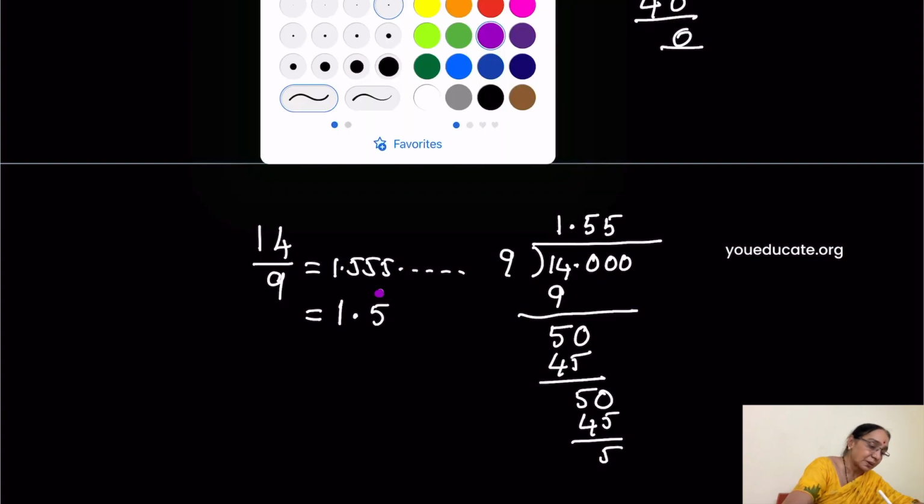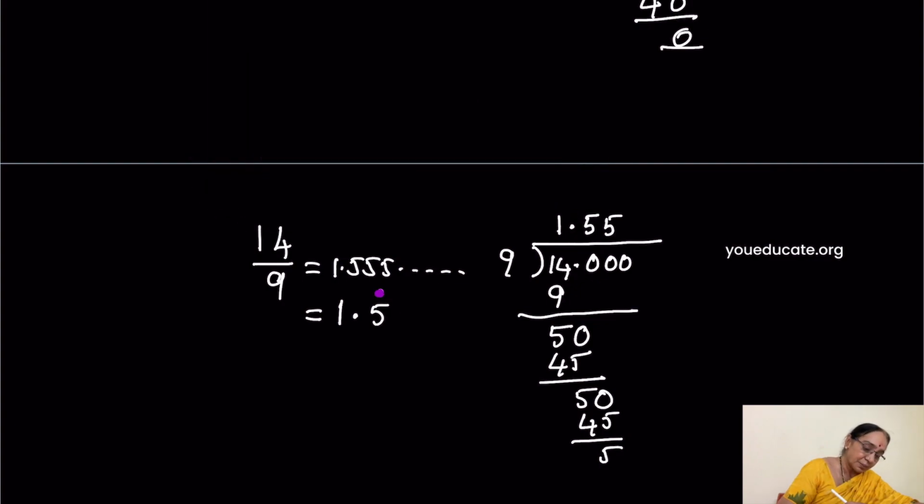This is called a recurring decimal. It repeats. Some books call it repeating decimal, or we call it recurring decimal.